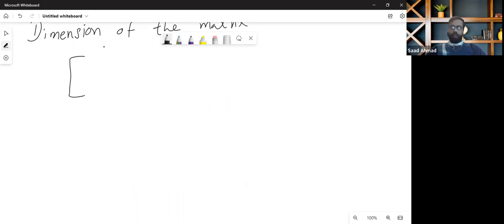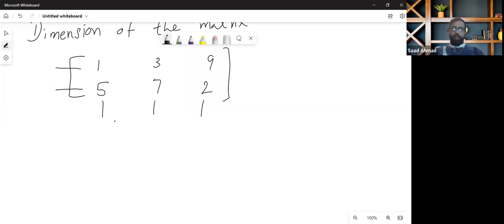Let's say I have something like 1, 3, 5, 7, 9, 2. If I want to know its dimension, I need to know how many rows it has. So let's say this one has 2 rows, and 3 columns, right? So 2 rows and 3 columns. So we write it as 2 cross 3. So its dimension is 2 cross 3.